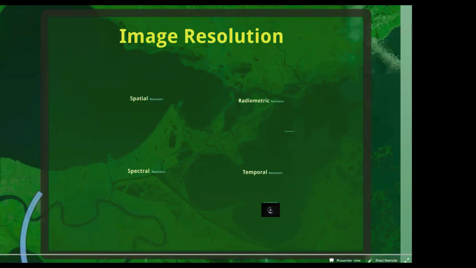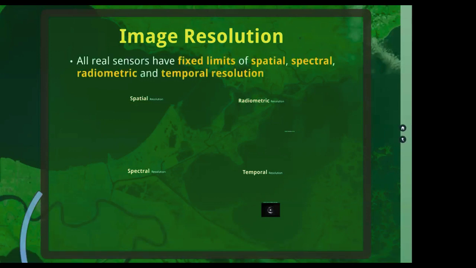So yeah, let's get started with spectral first. Before that, I also want to point out that last time we did a lab, and many of you had some pretty good questions, asking whether all images are going to have only 4 bands, and whether band 1 is always going to be blue. The answer is no, because the different sensors, all real sensors, have a fixed limit in terms of the 4 types of resolutions.